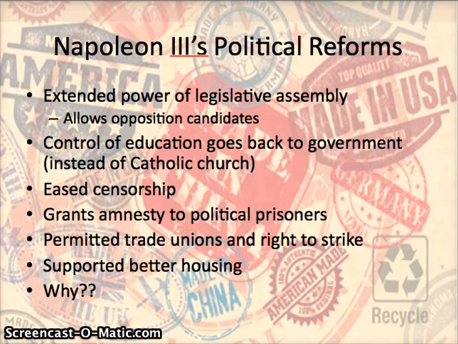Remember also that previously he had instituted a lot of censorship over the press, trying to control any kind of power of liberals and especially radicals. He's going to ease back on that censorship. Also, anyone who was a political prisoner at that point, he's going to grant them amnesty. So that's going to be really significant. You see that he's less scared of the opposition in the second half of his rule.